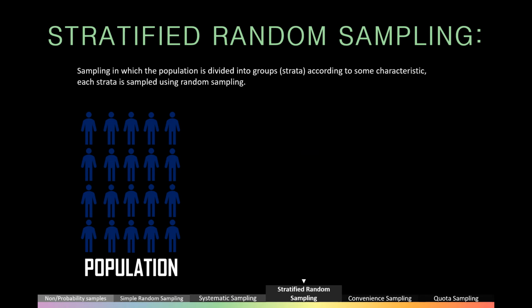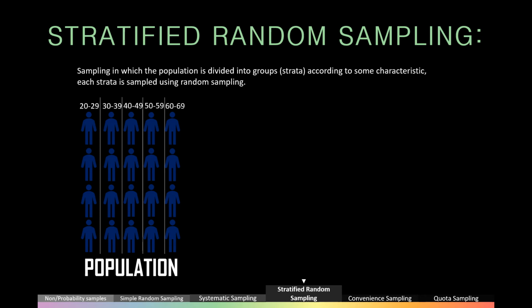A solution to this problem is stratified random sampling, where we divide our population into groups or strata according to some characteristic, and we sample each strata using simple random sampling. As an example, let us assume that we had a population that was divided into groups, where our groups were ages 20 to 29, 30 to 39, all the way to 60 to 69. Now that we have our population divided into groups, we're going to use simple random sampling to sample each strata. As you can see, we've chosen 2 people from each group. How we actually come up with the number 2, we're going to discuss in further examples.